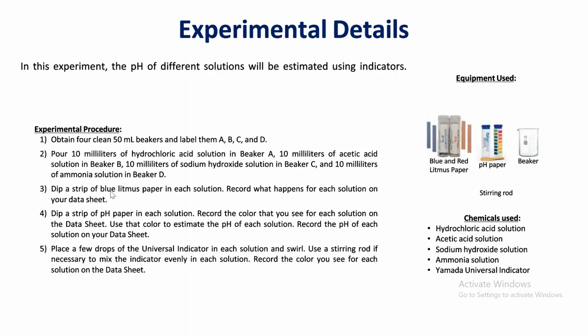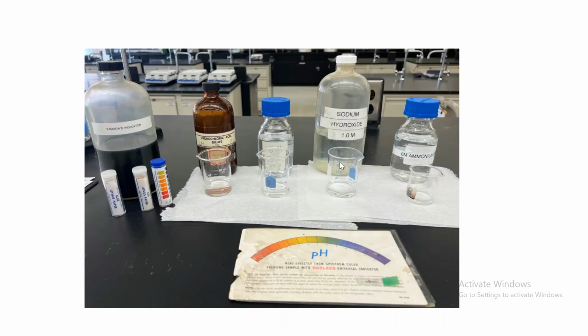We're going to dip the blue litmus paper in each solution, and record what happens for each solution. We're going to dip the pH paper in each solution, and record what happens then. Then we're going to place a few drops of the universal indicator in each solution and swirl, and notice what happens to the color. So we're going to start.